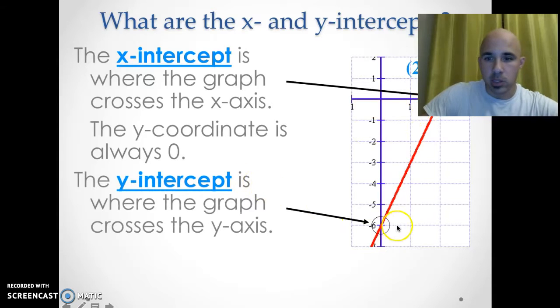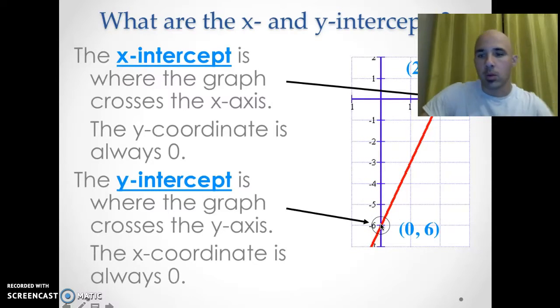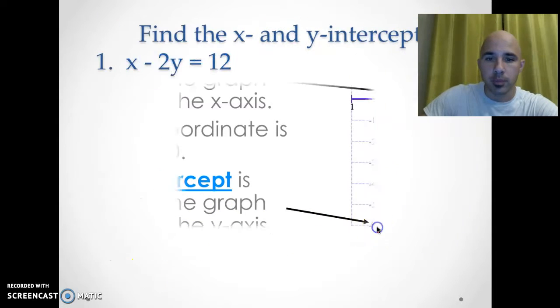The y-intercept is where the graph crosses your y-axis. And in this case, this point is going to be 0 for the x and -6 for the y. Once again, something to highlight: for the y-intercept, the x-coordinate is always going to be 0.